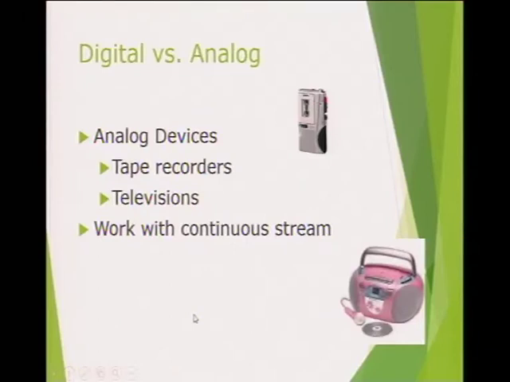Now the digital is a change from the analog. If we compare the two, we'll notice that the analog, for example, the tape recorders, some of the old televisions, television sets, they were analog. They work in a certain way, and when you look at the digital, it looks at bytes, and the analog is a continuous stream.